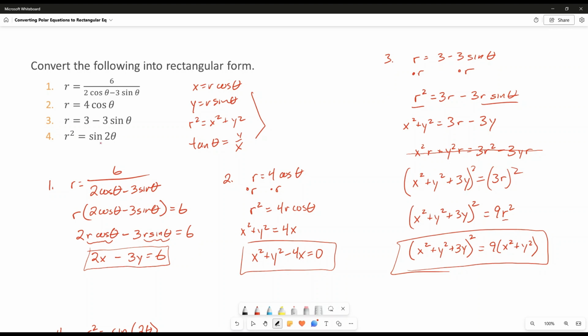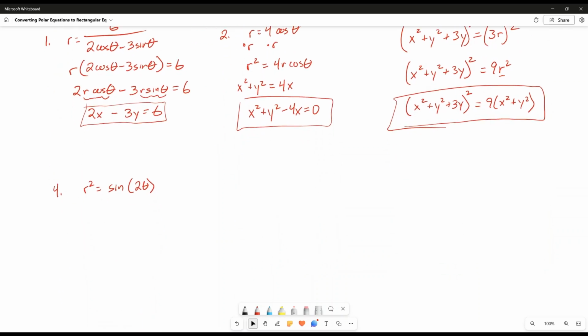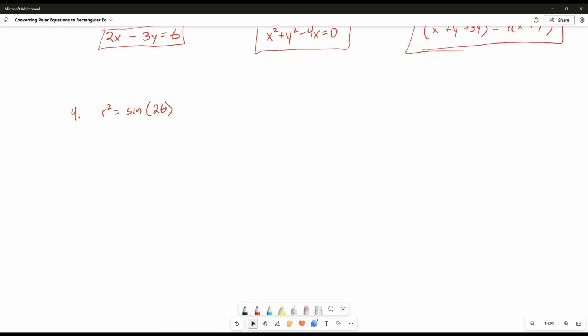So how do I change sine of 2 theta to just a sine of theta? Well, that means we're going to have to use a double angle identity. So I have the equation r squared is equal to, what's the double angle identity for sine of 2 theta? If you don't remember it, you can look up on an identity sheet somewhere. But sine of 2 theta is equal to 2 sine of theta times cosine theta.